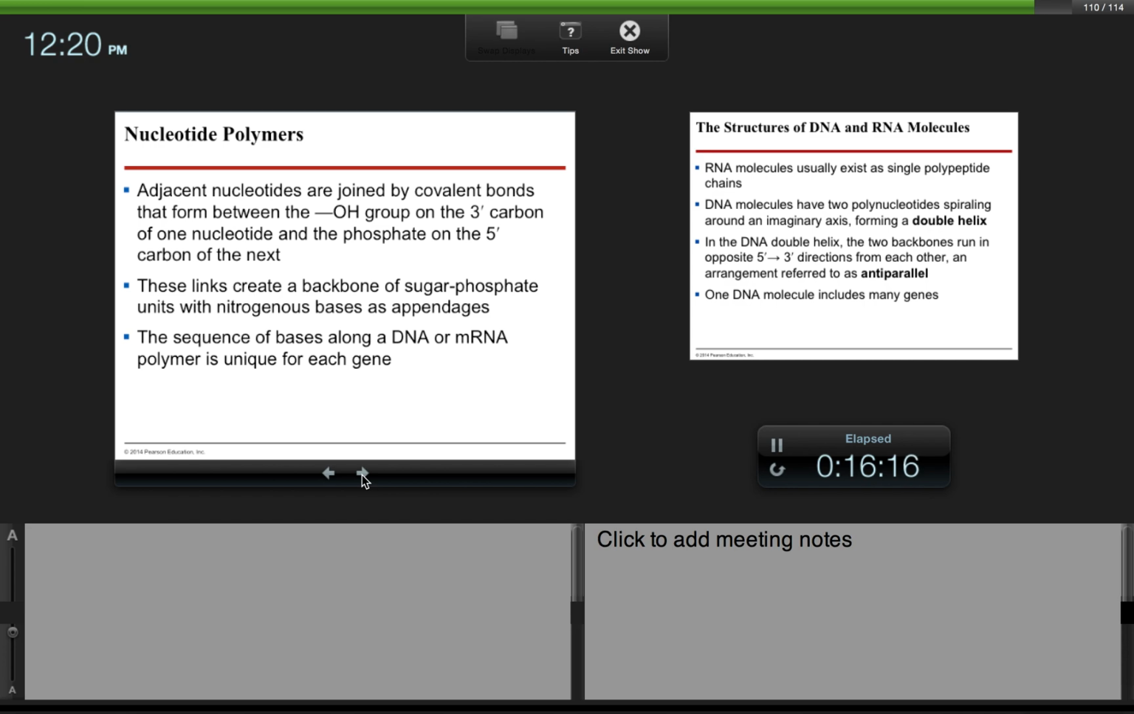Adjacent nucleotides are joined by covalent bonds that form between the OH group on the 3' carbon of one nucleotide and the phosphate on the 5' carbon of the next. These links create a backbone of sugar-phosphate units with nitrogenous bases as appendages, as you saw in the picture. The sequence of bases along a DNA or mRNA polymer is unique for each gene.